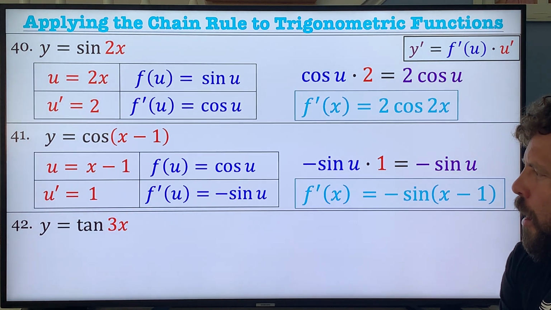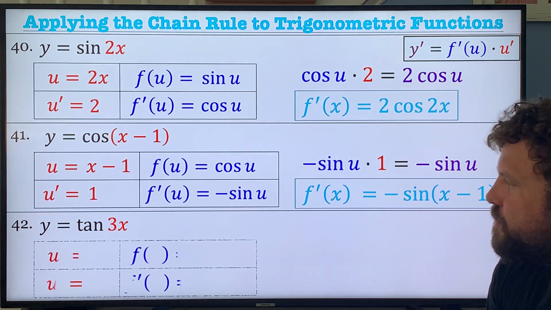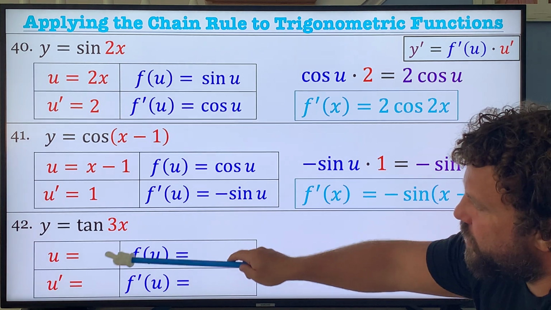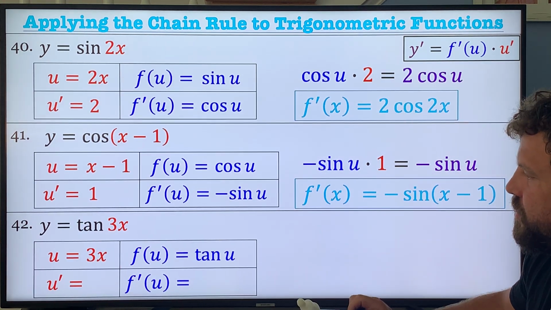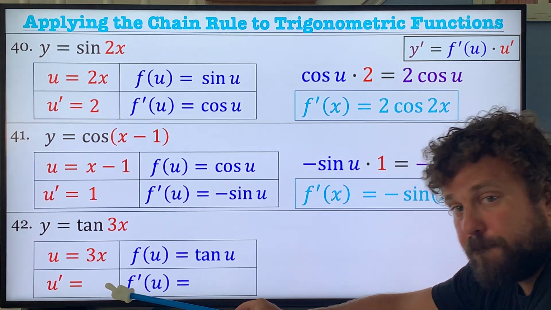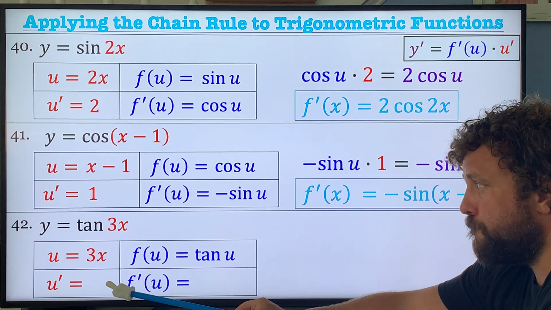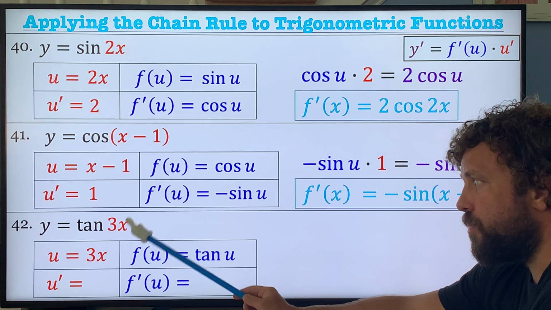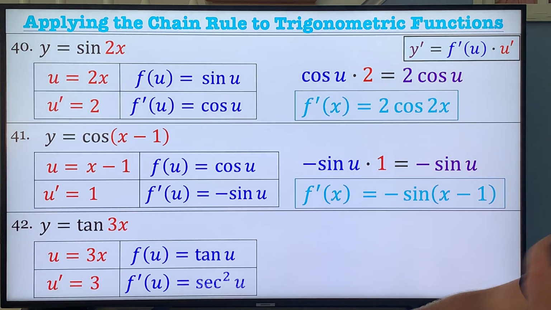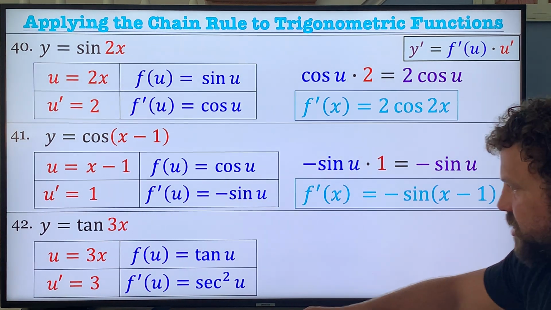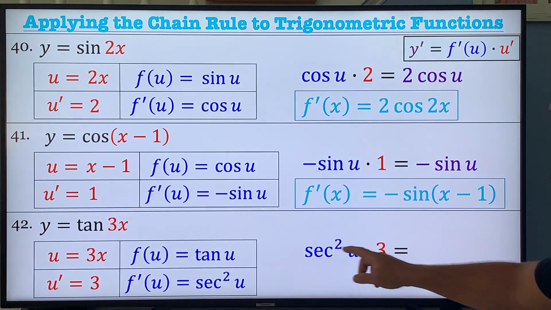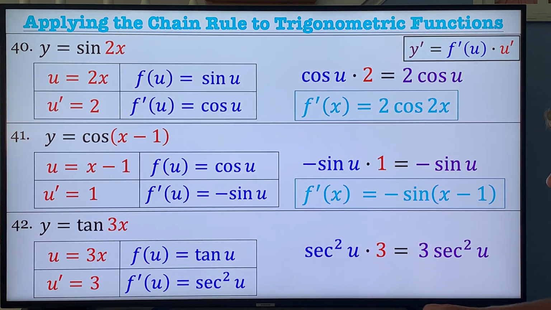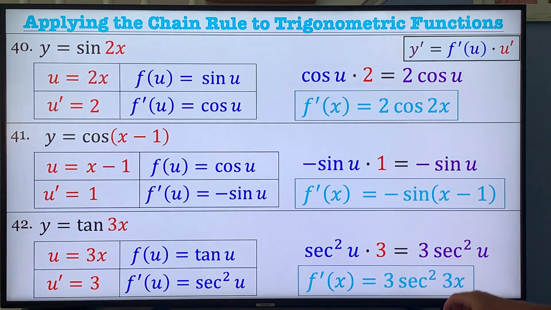Right? Tan 3x. Your u is 3x. F of u is tan u. U prime is 3. F prime u, secant squared u. So it'd just be 3 times secant squared u. 3 times secant squared 3x. Notice this stays the same inside the trig functions, okay?